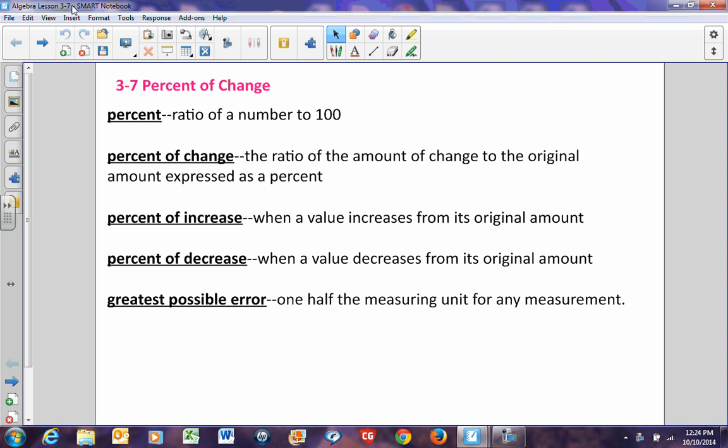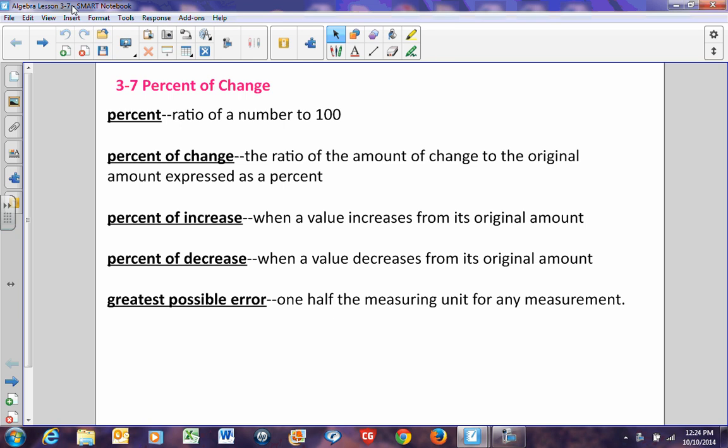This is lesson 3-7, percent of change. There are some important vocabulary words for this lesson, so let's go through those first. Percent is the ratio of a number to 100. If you get a 93%, that means you have 93 out of 100 points earned, or something of that nature. Percent of change is the ratio of the amount of change to the original amount, expressed as a percent.